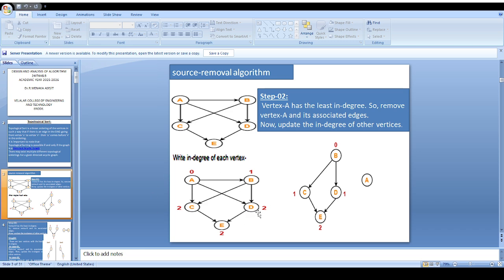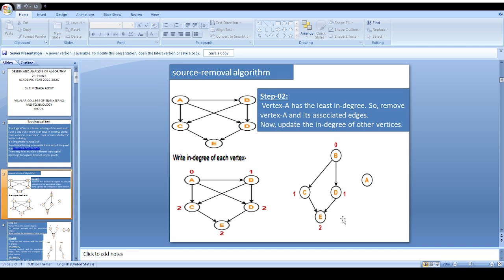Then according to the source removal algorithm, some information has to be removed. First of all, you have to check which in-degree is 0, that is the very least in-degree. In this diagram, we noted A has the smallest in-degree. So we remove it. After removing vertex A, the edges that belong to A will all be deleted. After deleting, the structure of the graph will be like this.